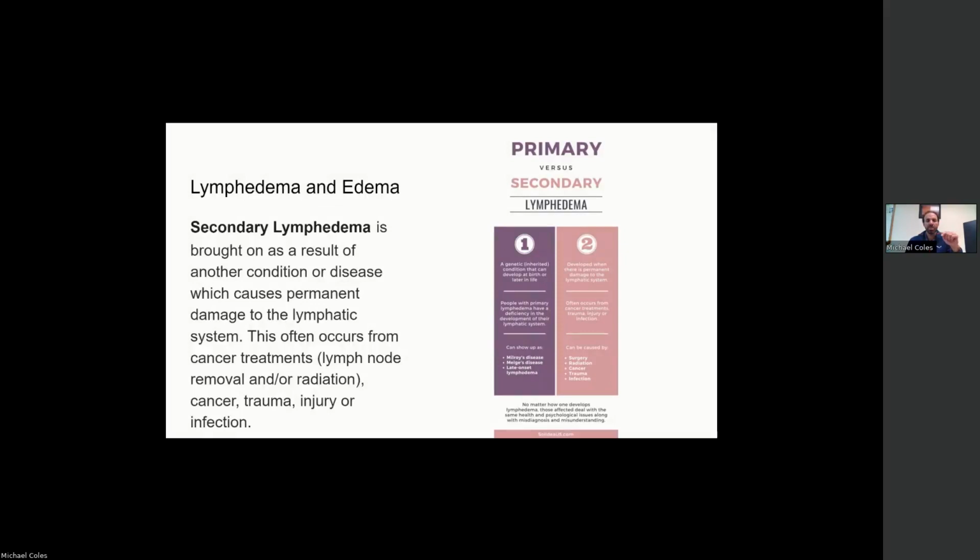This often occurs from cancer treatments, lymph node removal, and irradiation, cancer, trauma, injury, or infection. So like I said before, if somebody has breast cancer, they get radiation, that doesn't work, then they have to actually remove the breast tissue. They have to cut through the underarm, which during surgery, they may cut through different lymph nodes, and depending on how many lymph nodes they damage, it's going to cause this swelling.